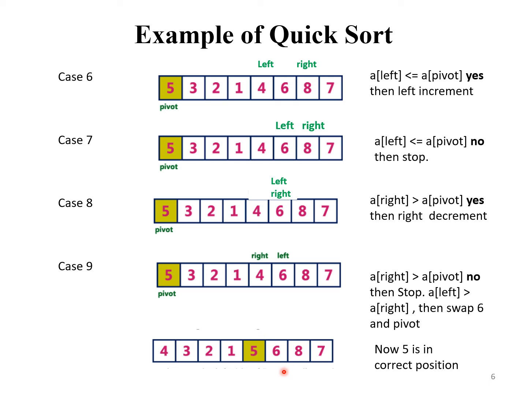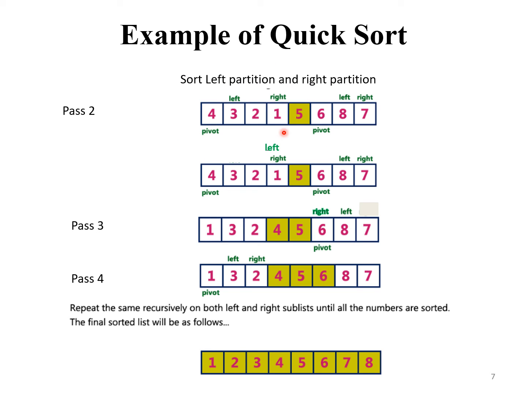So in the next step we will partition this array into two parts, that is the left partition and the right partition. We will repeat this process in the left partition and the right partition. So this is the left partition and this is the right partition. First we will choose the pivot element. The pivot is the first position element. Here the first position element is 4, so 4 is now the pivot element. In the right partition, 6 is the pivot element.